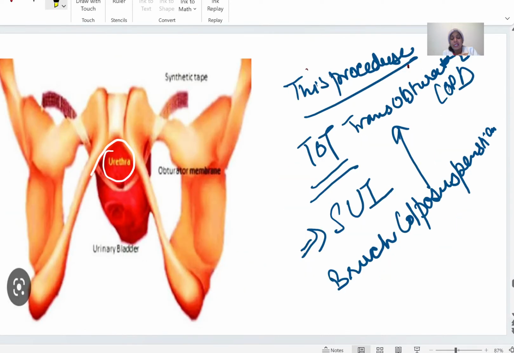The last picture is of the trans-obturator tape. Okay, and this is a procedure which we do in stress urinary incontinence. In stress urinary incontinence, the urethra may get weak. Okay, and we have to strengthen the urethra by taping or sling. So that is what we do. And Burch colposuspension is another surgery of choice, okay, which is the gold standard.